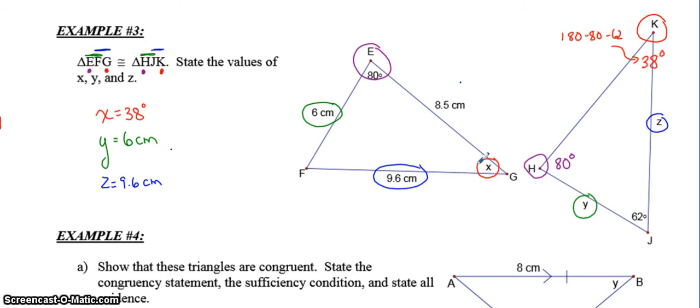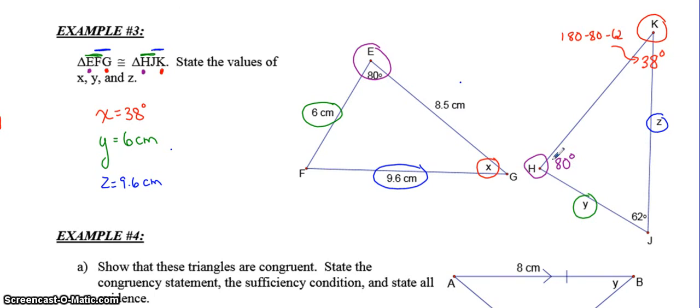First, we wanted to find the value of X. X is the same as angle G, and G corresponds to angle K. The problem was that we couldn't figure out K directly because we knew that this angle was 62, but we didn't know what this angle was.